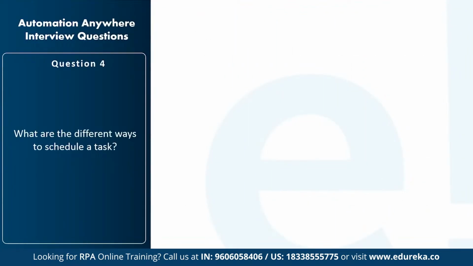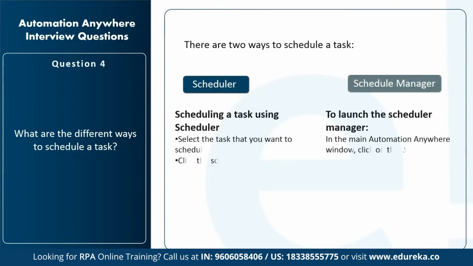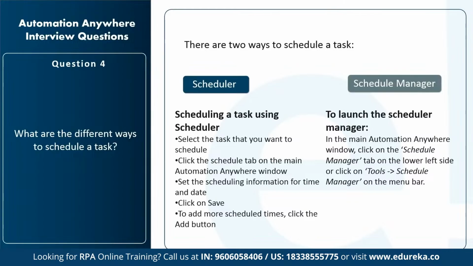That is, what are the different ways to schedule a task? So there are mainly two different ways to schedule a task, that is either by using the scheduler or by using the schedule manager. So starting with the scheduler. To schedule a task using the scheduler, you have to select the task that you want to schedule, click on the schedule tab on the main Automation Anywhere window and then set the scheduling information for time and date. And finally, you can click on save. This is how you can schedule a task for a scheduler.